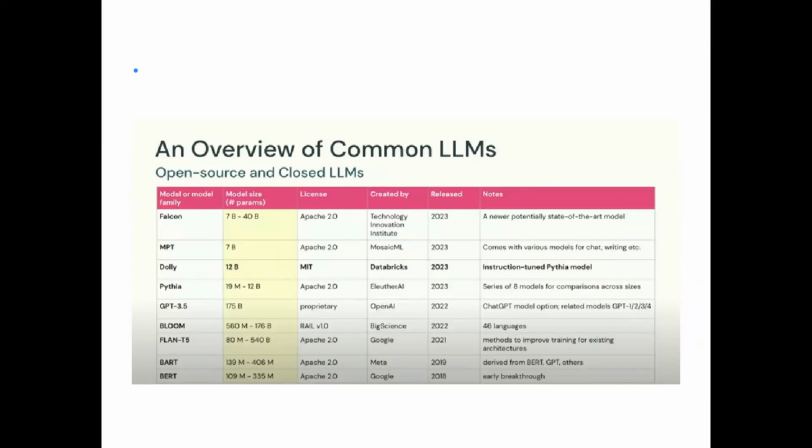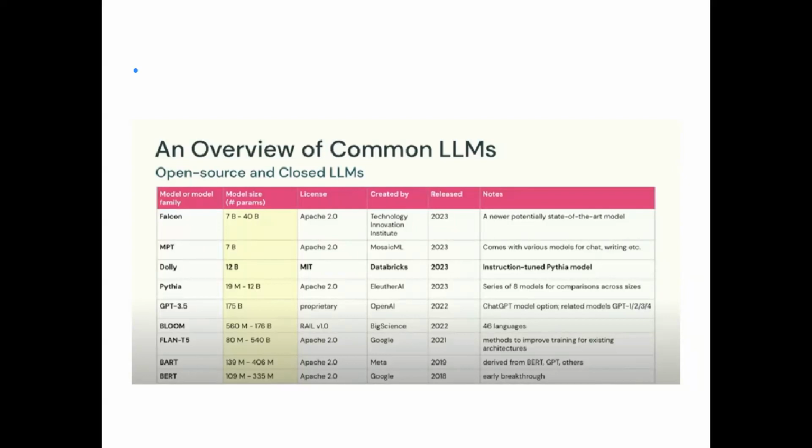We know about ChatGPT, but there are a lot of other things. You must have heard about BERT. BERT is by Google, in 2018. It created a revolution. It's an early breakthrough by Google. It's under the Apache license, and it has 109 million to 335 million parameters in this model.